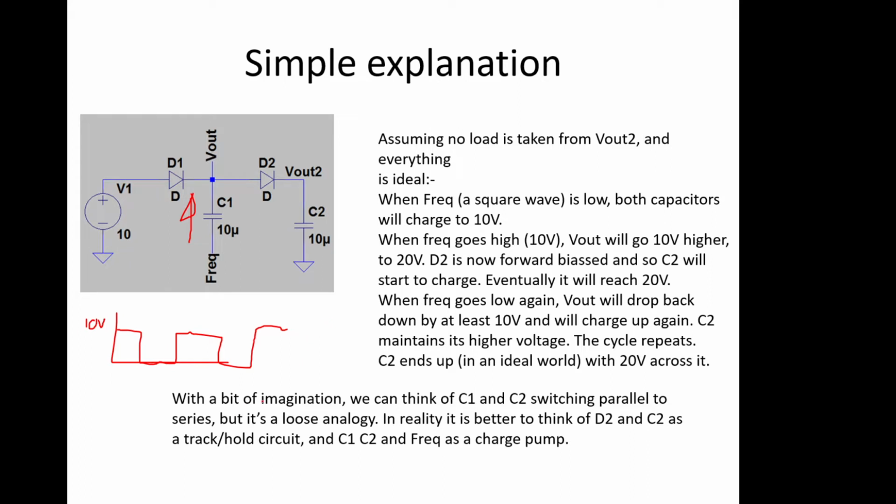And it says that with a bit of imagination, quite a lot of imagination actually, we can think of C1 and C2 switching parallel to series through these diode switches, but it's quite a loose analogy. The best thing is just to think about what's going on. You can see that this whole thing is moving upwards in terms of voltage and dumping some voltage into this one, and then when this one drops down again, the current can't escape through this diode because it's reverse biased, so it's maintained here. So we end up with a reference that we can compare against. But you can see how it sort of pumps. There's a pumping effect going on.